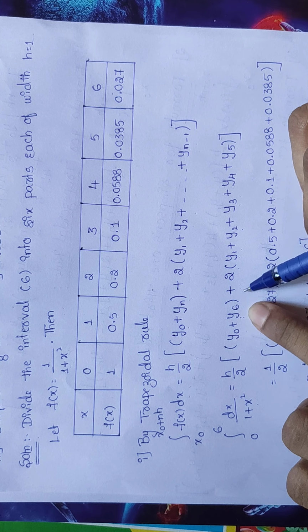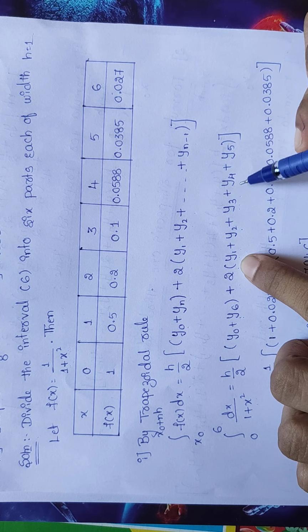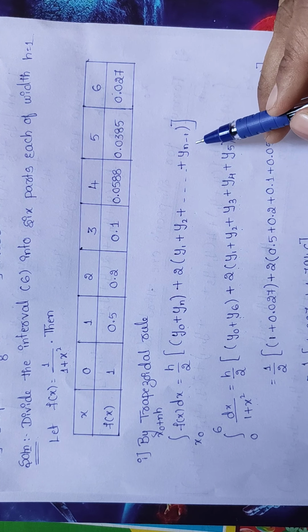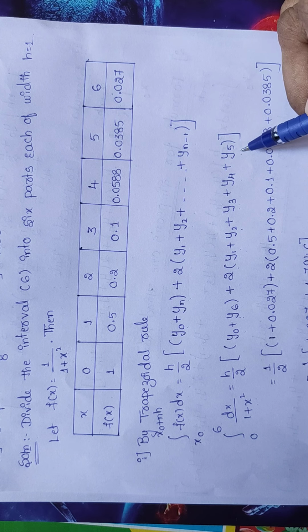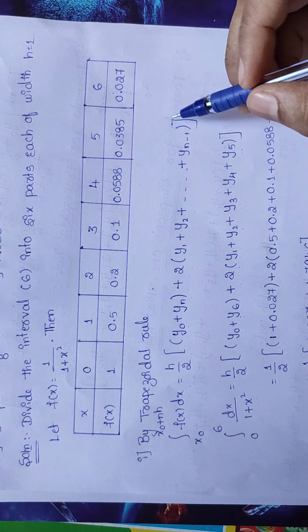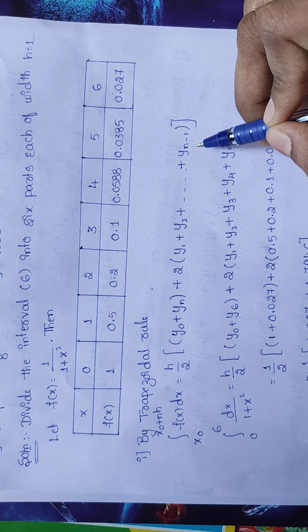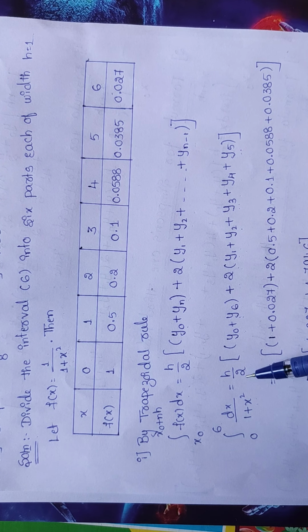Plus 2 into y1, y2, y3, y4, up to n minus 1. N minus 1 means, n you know is 6, so 6 minus 1 is 5. So up to n minus 1 only we have to consider. We do not write y6 inside the bracket because the last value is y n minus 1. Here n means 6, so y 6 minus 1 means y5. We know that h value is 1 and substitute 1 by 2.